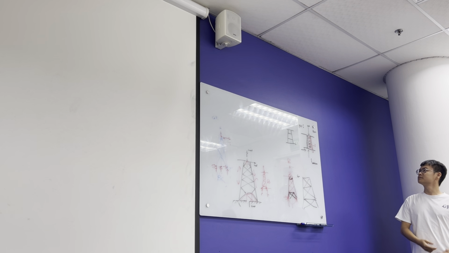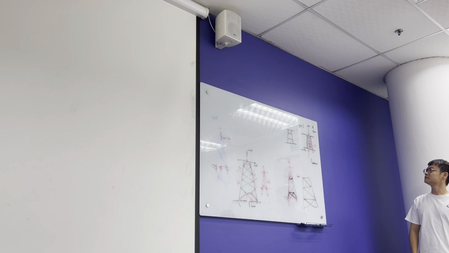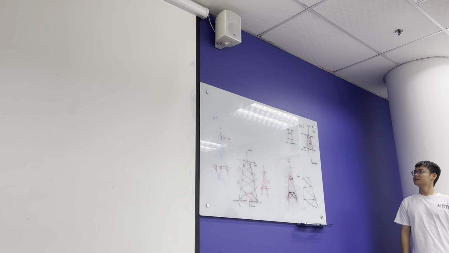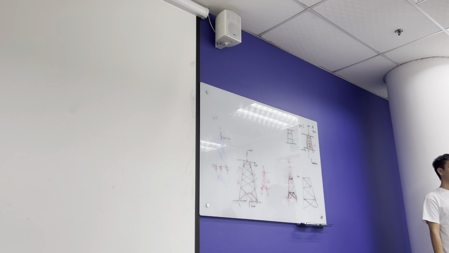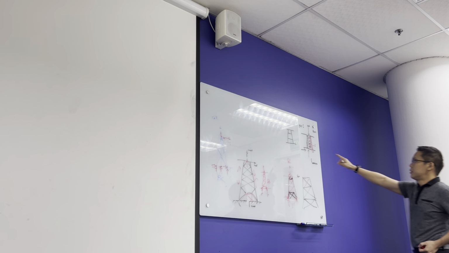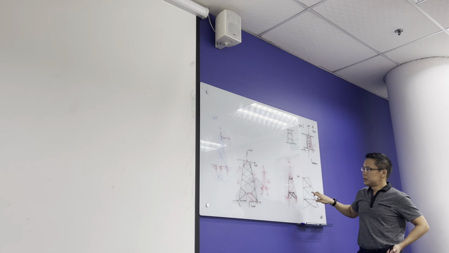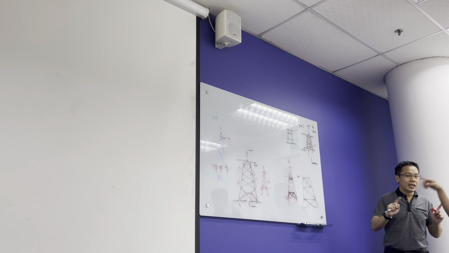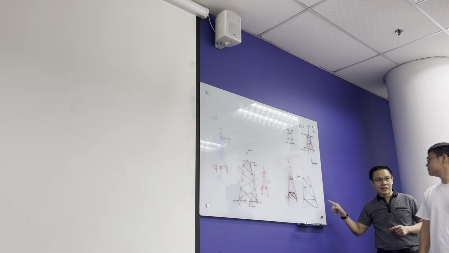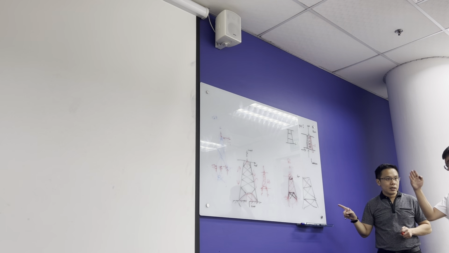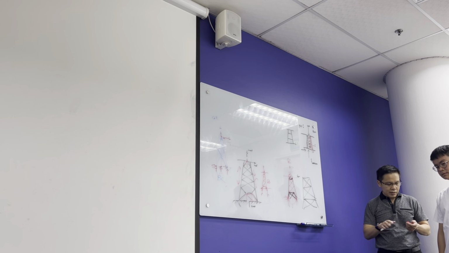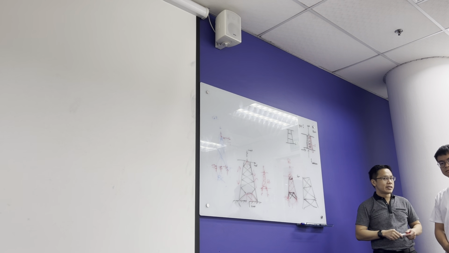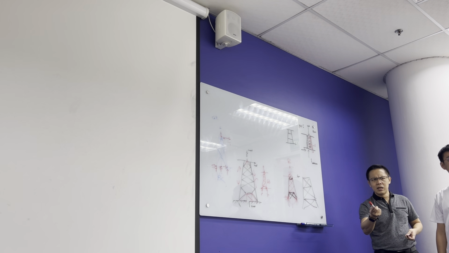Why must this be a beam member? Can it be a truss member? Why cannot it be a truss member? Anybody? Why is this different from this? Why does it need to be an X? Anybody? Is it because of pin joint?